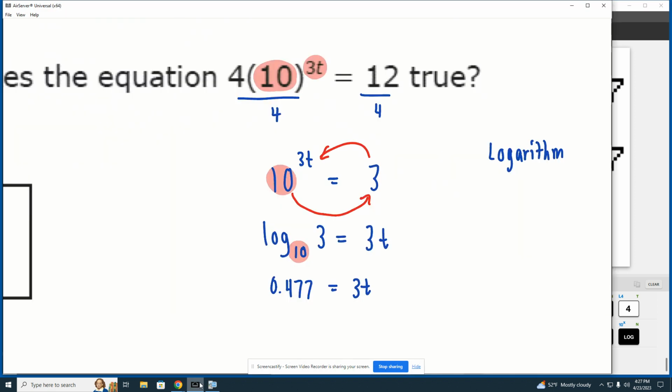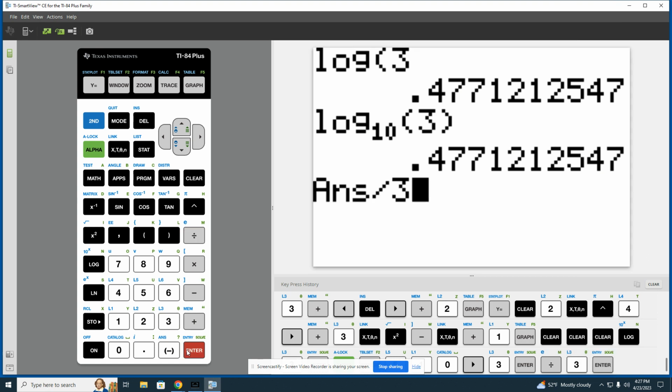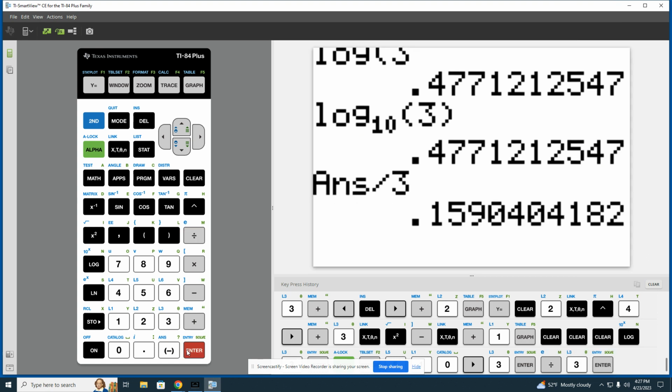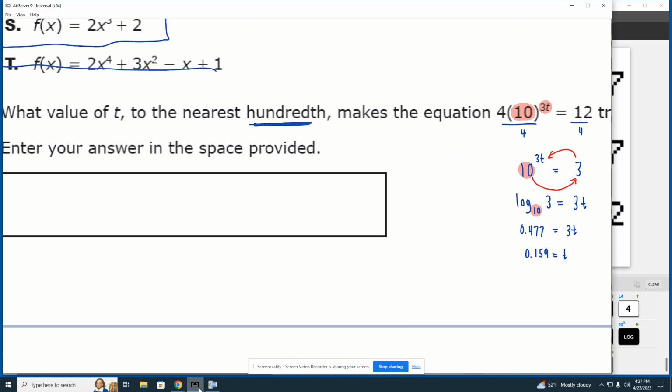So again, how am I going to solve? I'm going to divide by 3. So if I divided that by 3, it's going to round to about 0.159. But what does the question ask? It says, enter your answer. Okay. Earlier we were supposed to round to 2 decimals. Oh, here it is. The nearest hundredth. So we are going to round to 2 decimals. So that is 0.16.